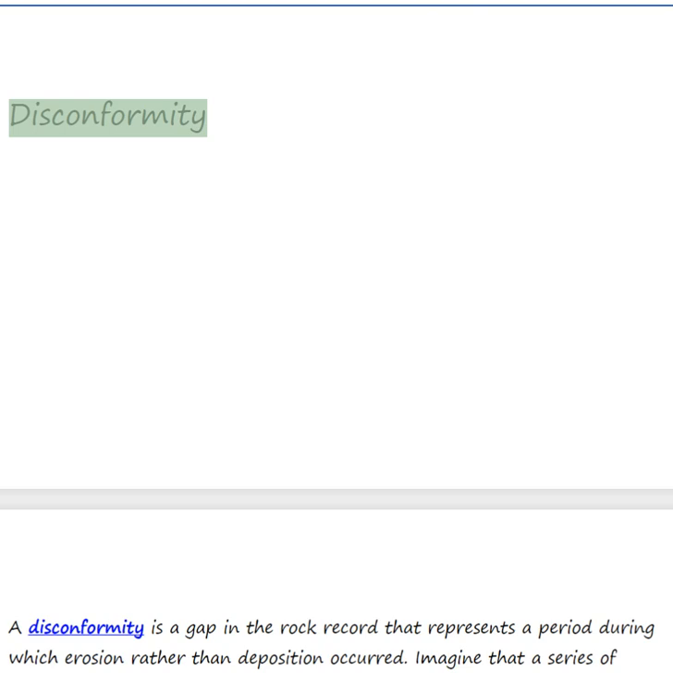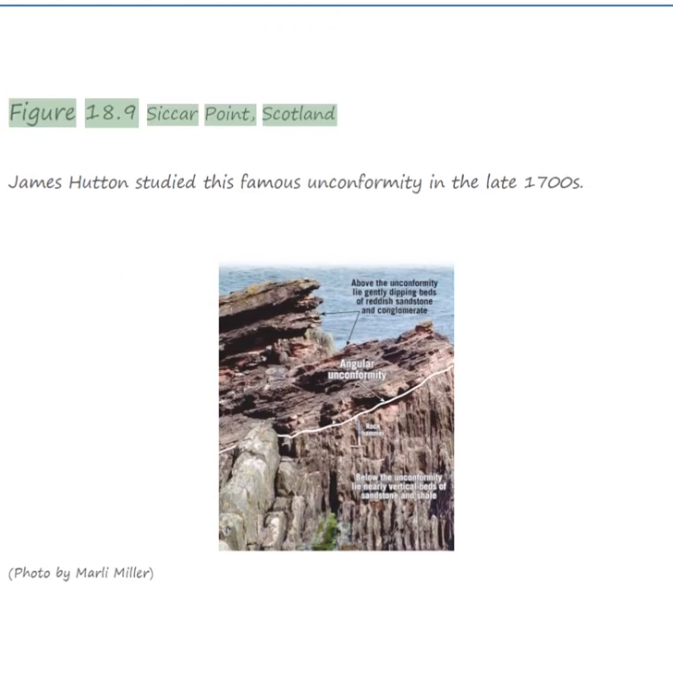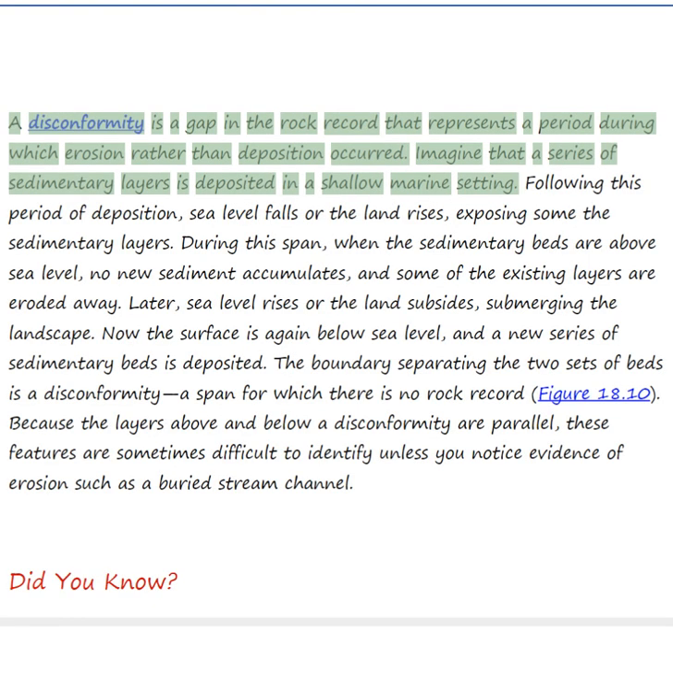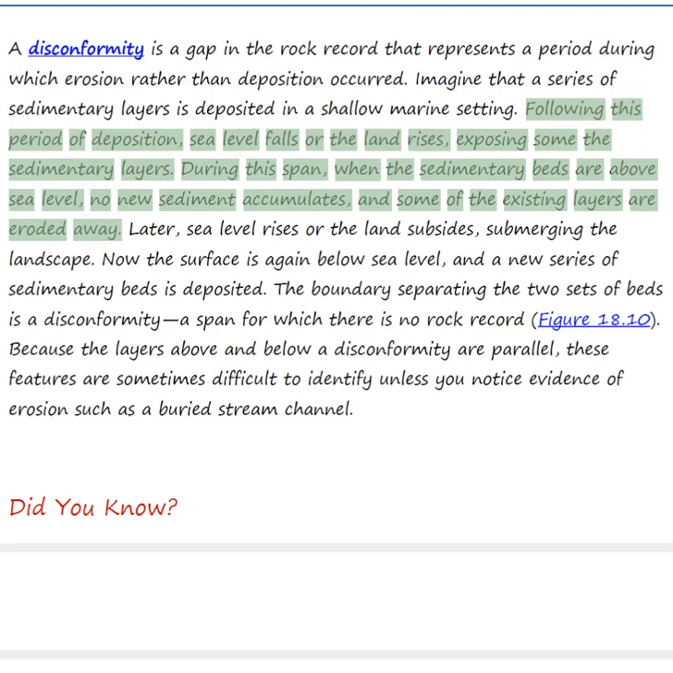Disconformity. Figure 18.9 Siccar Point, Scotland. A disconformity is a gap in the rock record that represents a period during which erosion rather than deposition occurred. Imagine that a series of sedimentary layers is deposited in a shallow marine setting. Following this period of deposition, sea level falls or the land rises, exposing some of the sedimentary layers. During this span, when the sedimentary beds are above sea level, no new sediment accumulates, and some of the existing layers are eroded away.